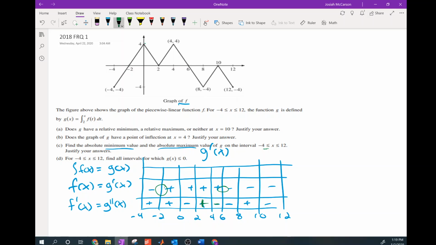Remember I said before, we're going to watch out for these less than or equal to's. So we're also going to have to check 12 and -4 because we don't know what's going on over here. We don't know what's going on over here. We can't determine if those are going to be maximums or not. So we're going to include them just to be safe. So what we want to do is find out of these 4 which is the largest and which is the smallest. So I want to find G of -4, G of -2, G of 6, and G of 12.